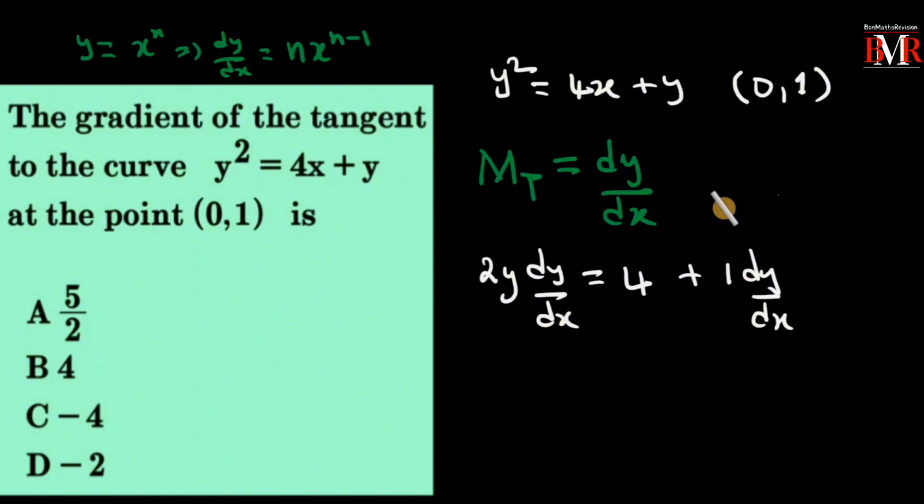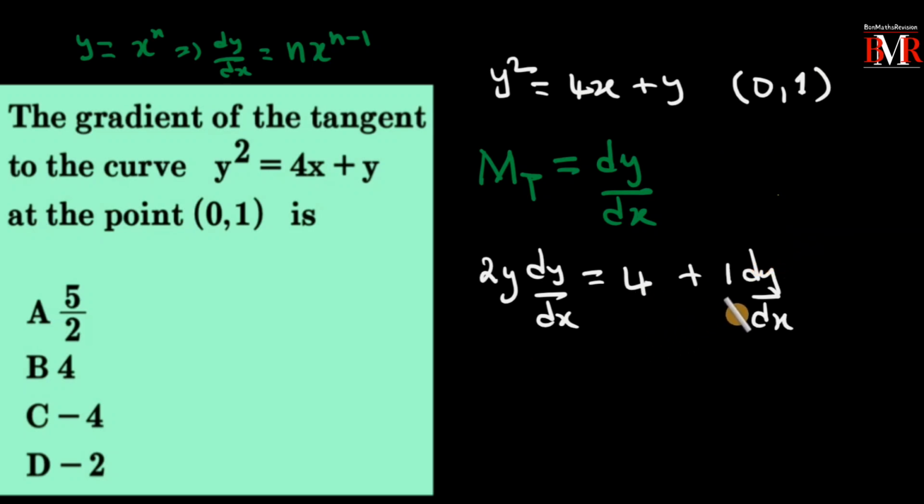Like here, I differentiated y, I had 1. That is y to the 1 minus 1 times 1, which is the same as y to the 0. That's 1 times y to the 0. y to the 0 is 1. So that's why I'm having 1 here. So I write dy/dx beside. The same here: x to the 1 minus 1 times 1 equals x to the 0, which is the same as 1. So here I had 4 times 1, which is 4.